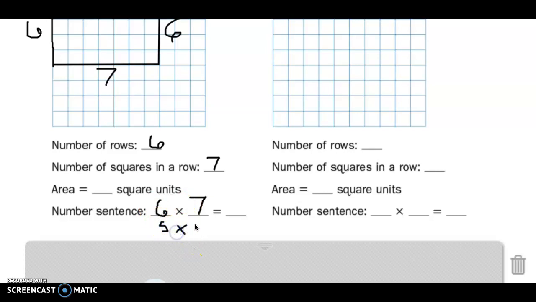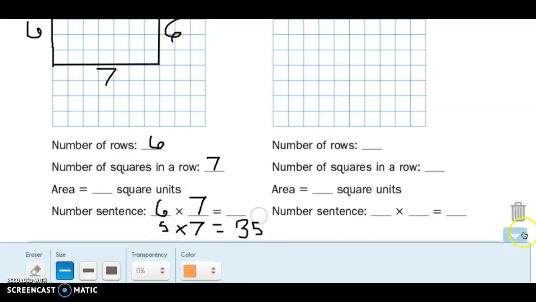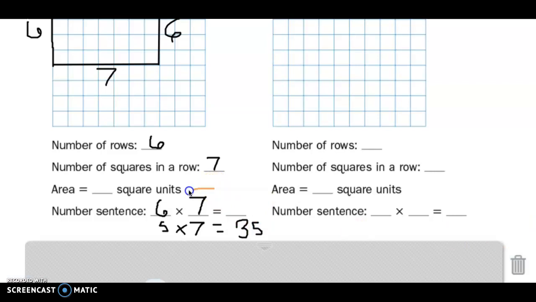5 times 7. Hopefully you're really good at your 5s by now and you know what 5 times 7 is without using your fingers. It is 35. 5 times 7 is 35 and 7 times 5 is 35. If we turn those around, that's the turnaround rule. What do both of these numbers have in common? We are counting by 7s. You might have counted by 5s to figure that out. That's great. But when we want to do 6 times 7, we're looking at counting by 7s.